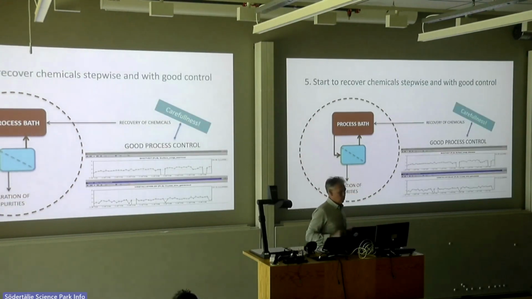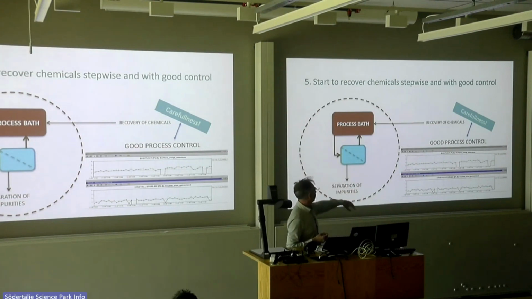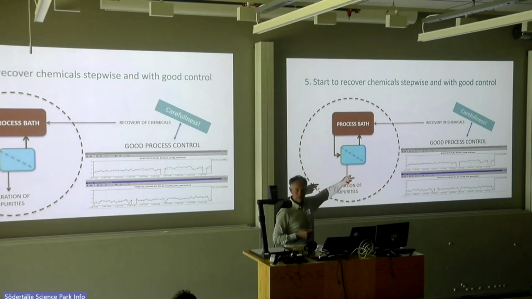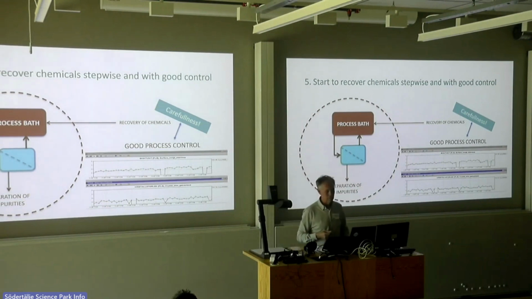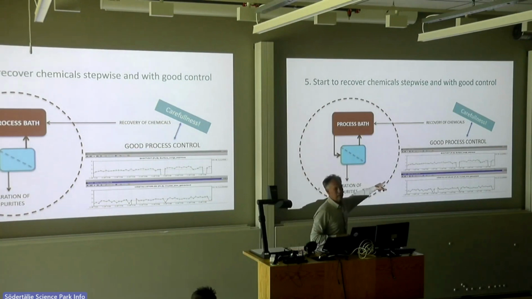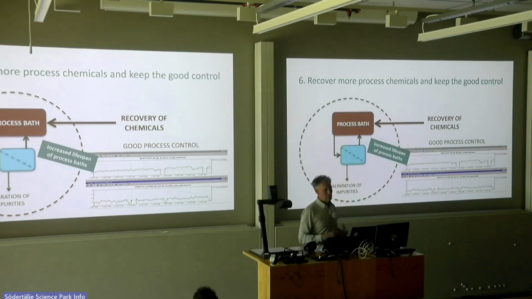And then you have the knowledge, you have your process control, then you could start to recover the chemicals, but you still have very good process control. So you could see if you have negative results by recovering the process chemicals back to the process bath, because you will see it directly if you have some problems. So therefore you could start to recover more chemicals, all the chemicals back to the process bath, and then separate the impurities selectively.